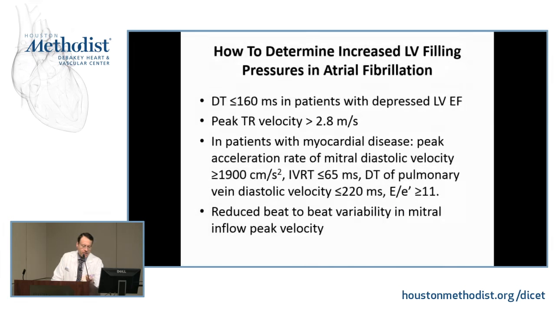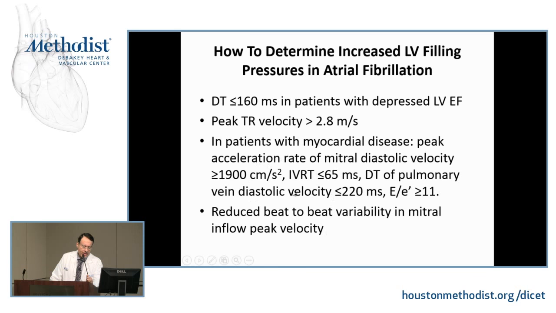Atrial fibrillation is an important group of patients, and the 2016 guidelines update emphasizes decel time of 160 milliseconds or less. If somebody has a depressed EF, look at the peak TR velocity, likewise more than 2.8 meters per second. If there is no pulmonary disease, then the reason that peak TR is up is likely an LAP that is elevated.